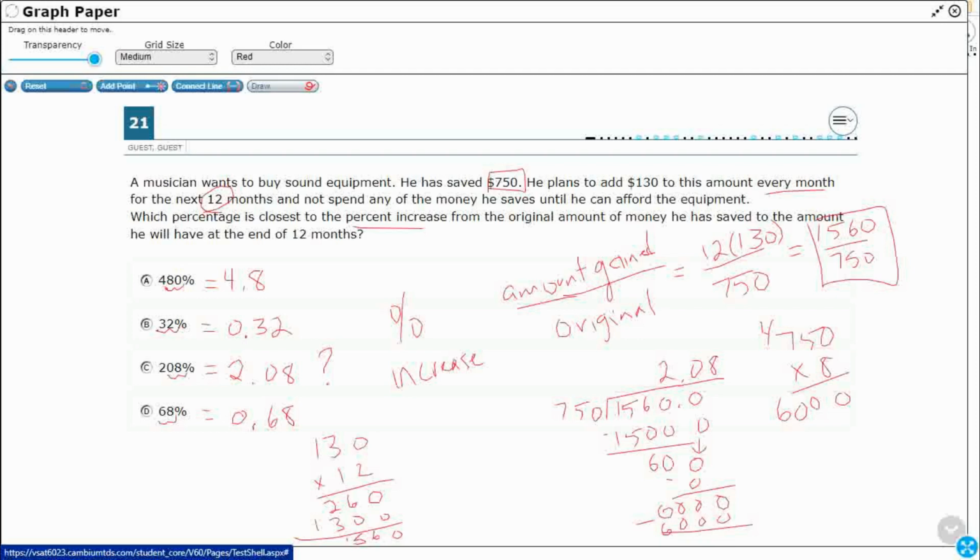So that 2.08, remember, if we want to turn that into a percent, you move it over twice to the right. That's going to be that 208. But we were able to get a good estimate off of that, just basically looking at the initial ratio. So remember, our percent increase is the amount gained over the original amount. And then, obviously, we turn that into a percentage by moving the decimal twice to the right. And our answer here is C.